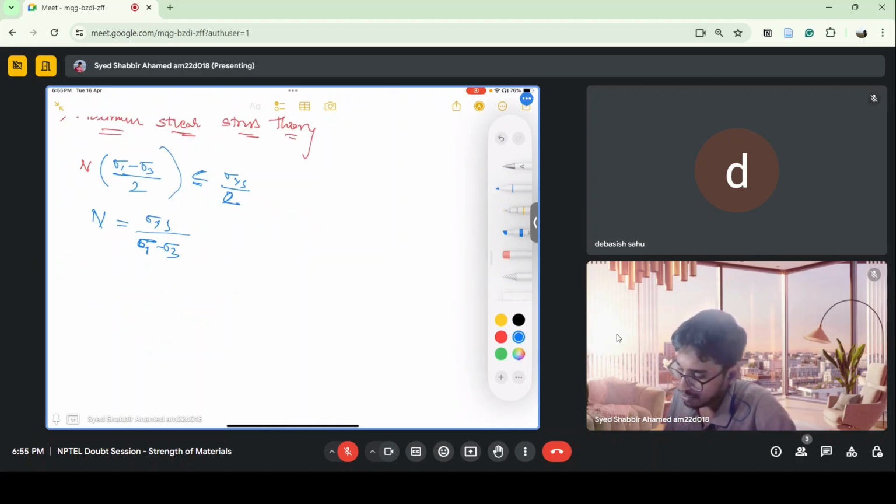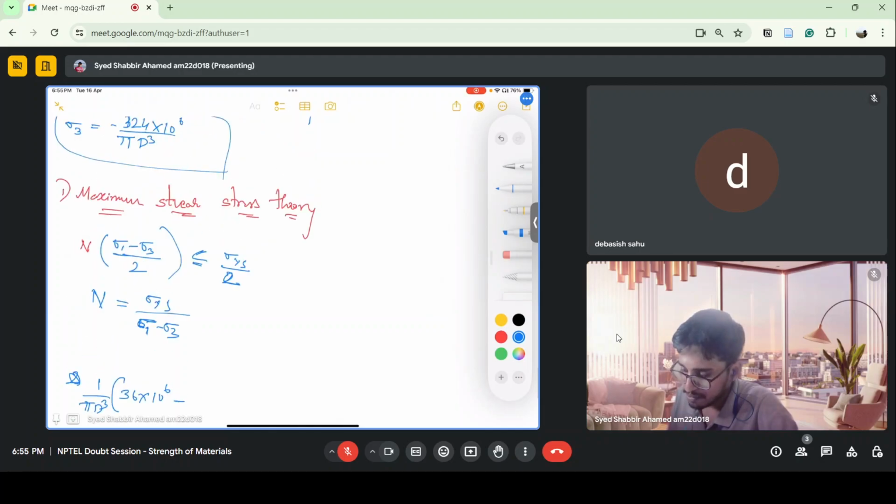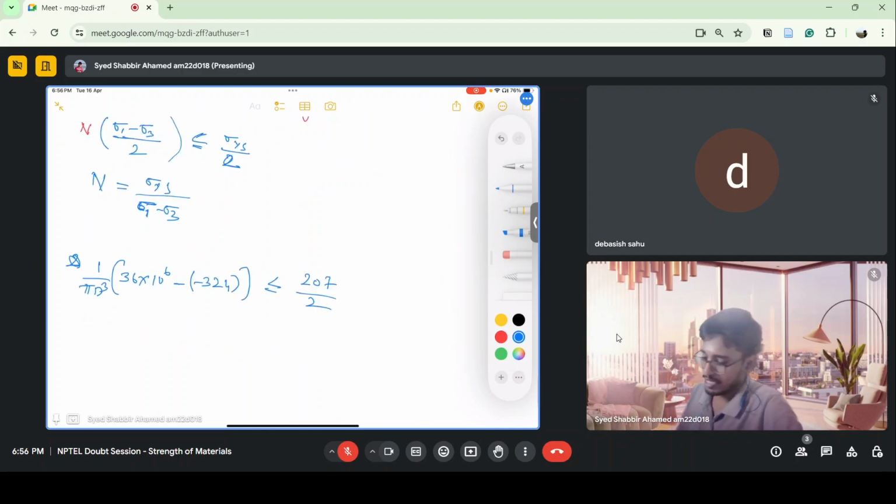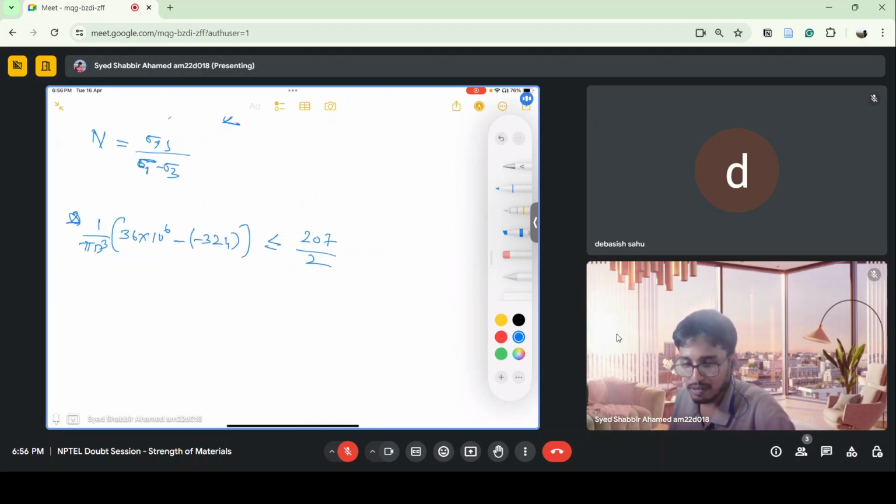So the factor of safety is given as 2, and for the other things, I have sigma 1 and sigma 2. I can say they get cancelled here, and sigma 1 is 36 into 10 to the power of 6, and I can remove 1 by pi d cube, minus of minus 324 is less than or equal to 207 by 2. So all the units are consistent. I have taken everything in Newton mm. So megapascal is nothing but Newton per mm squared.